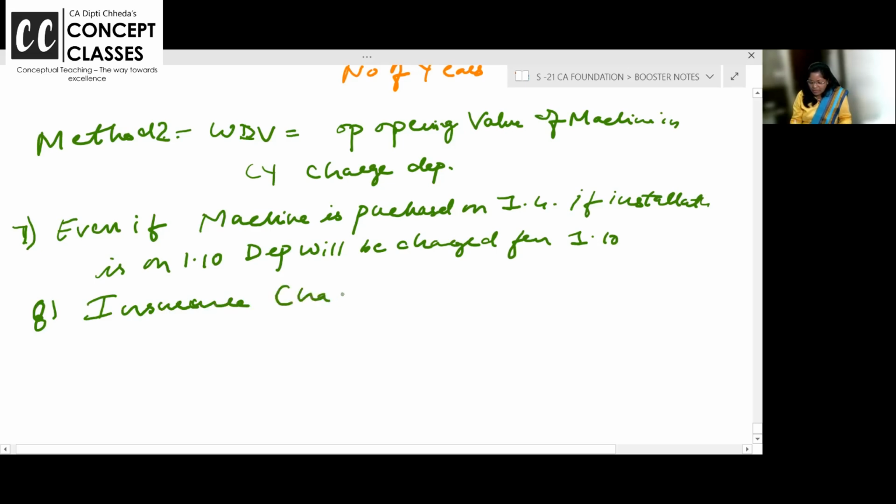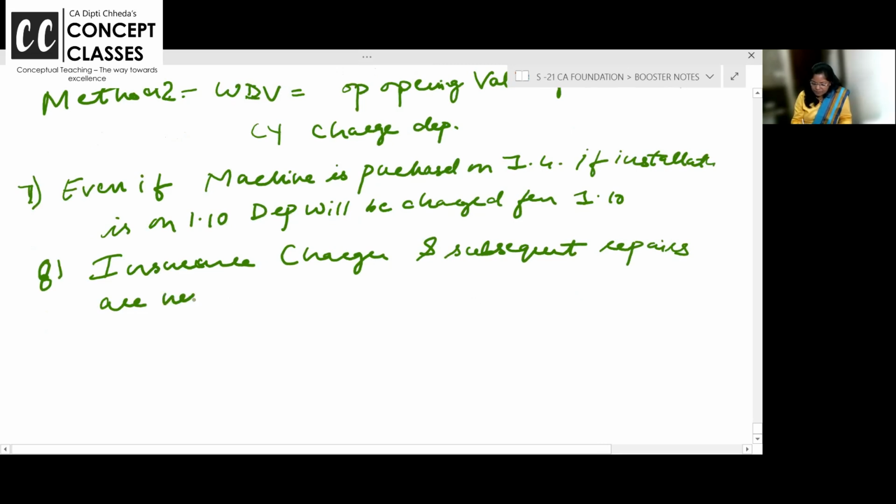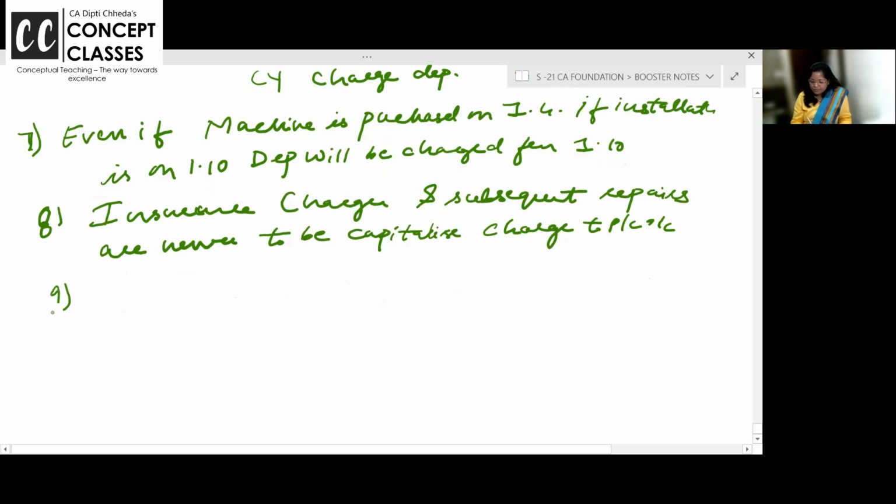Insurance charges and subsequent repairs are never to be capitalized. You will never capitalize them. Charge them to the P&L account and finish them off in the P&L account. Insurance charges and all. And one more point you write.